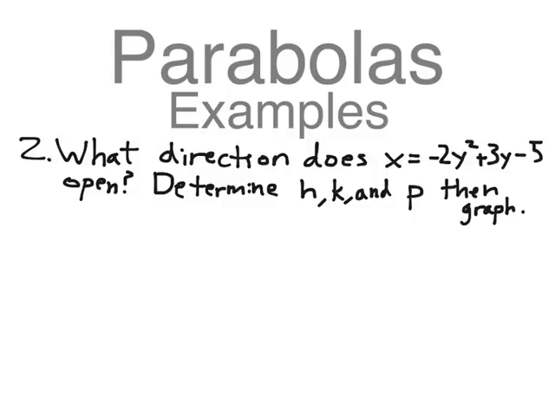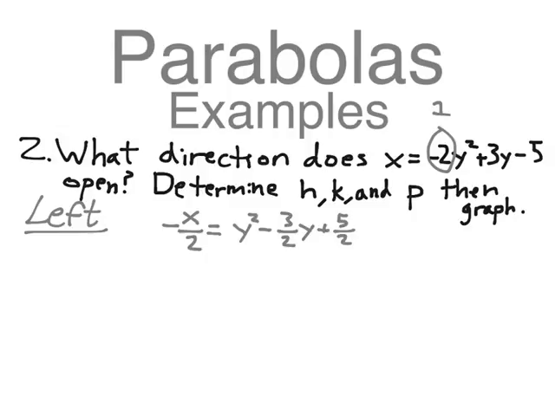Problem 2, to start off with, wants us to find the direction that a certain parabola opens. Because the leading coefficient here is negative, then we know that the parabola opens left. If the x's and y's were switched, it would be opening down. Now, to determine h, k, and p, we should start by trying to complete the square. When completing the square, we like this term to be 1, so I'm going to divide everything by negative 2. So now we have this equation.